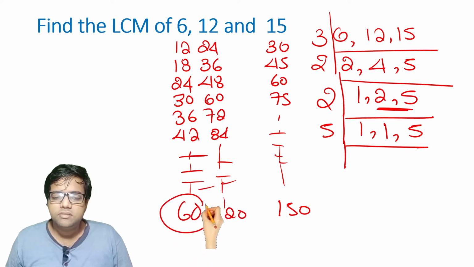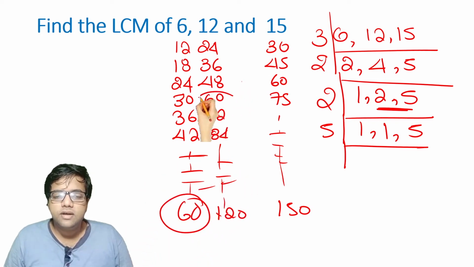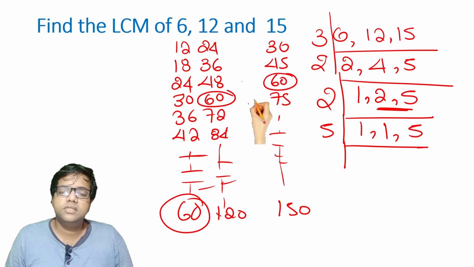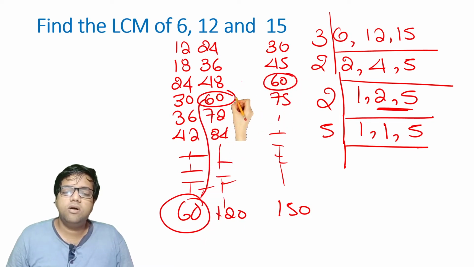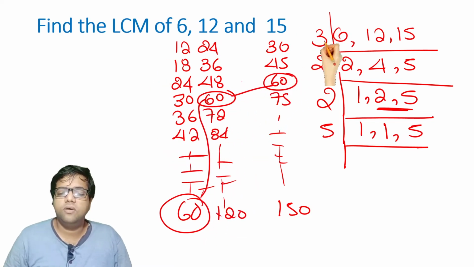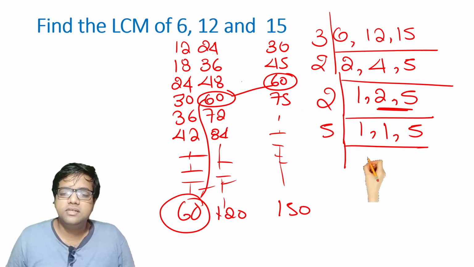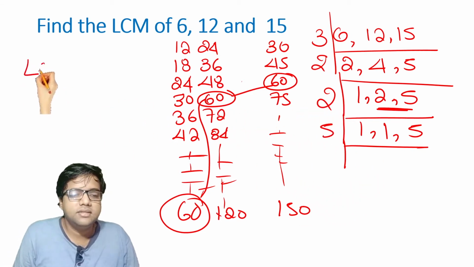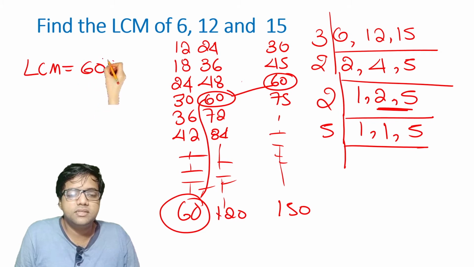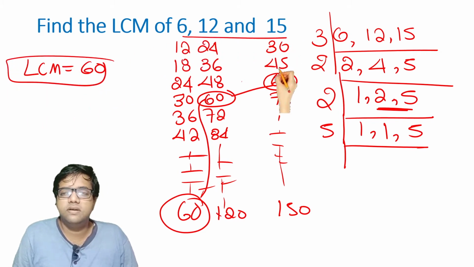So the last term is 60. 12 fives are 60. 15 fours are 60. I think this is the only common thing which is there in all three tables. So therefore, 60 is the LCM. LCM equals 60 for the numbers 6, 12 and 15.